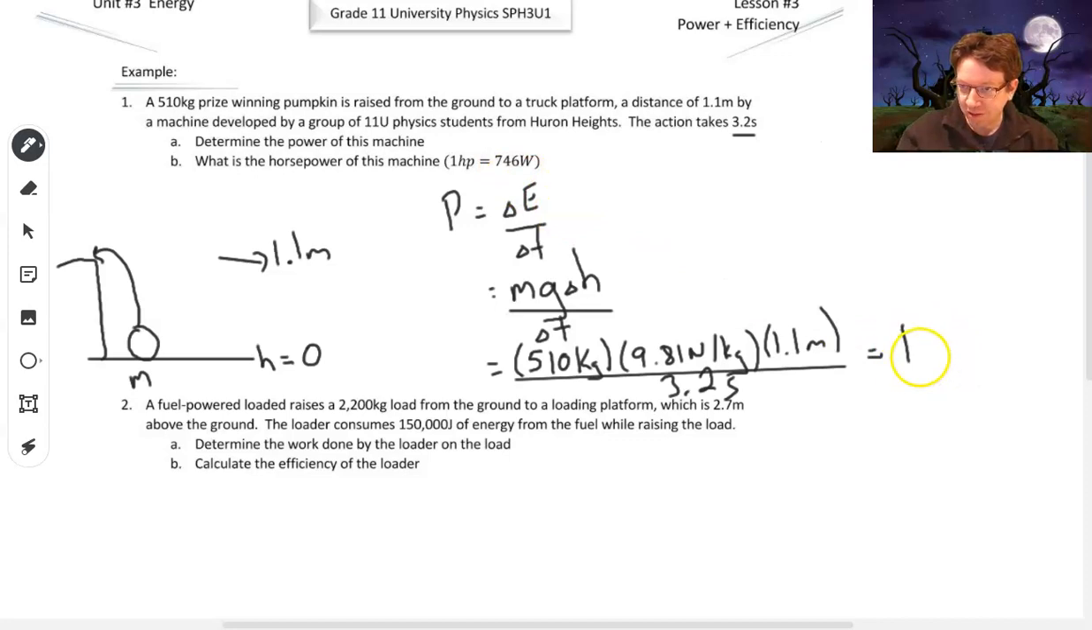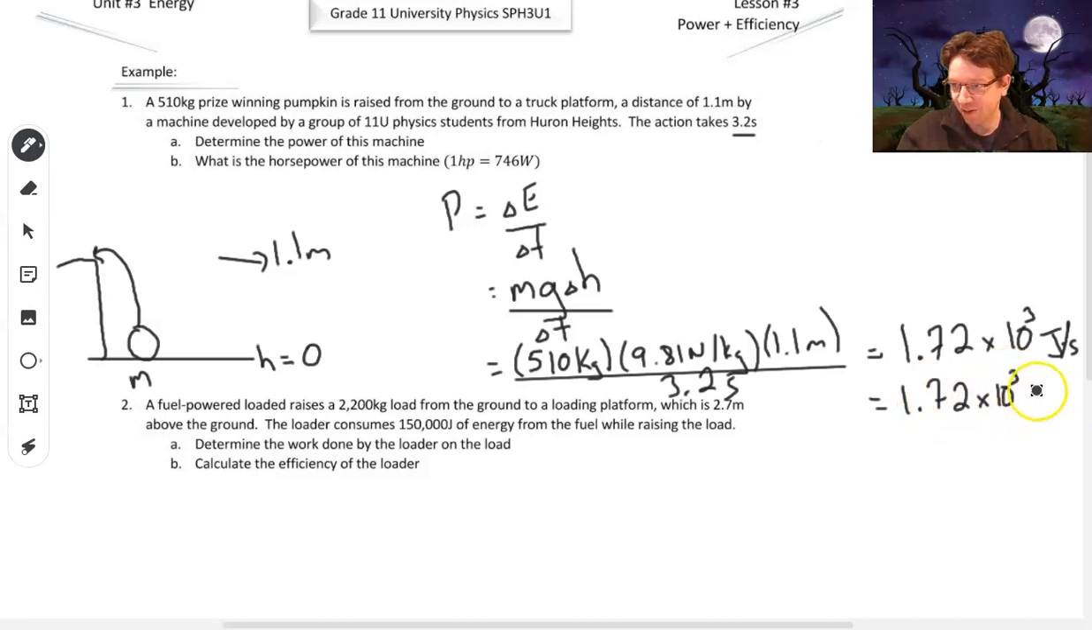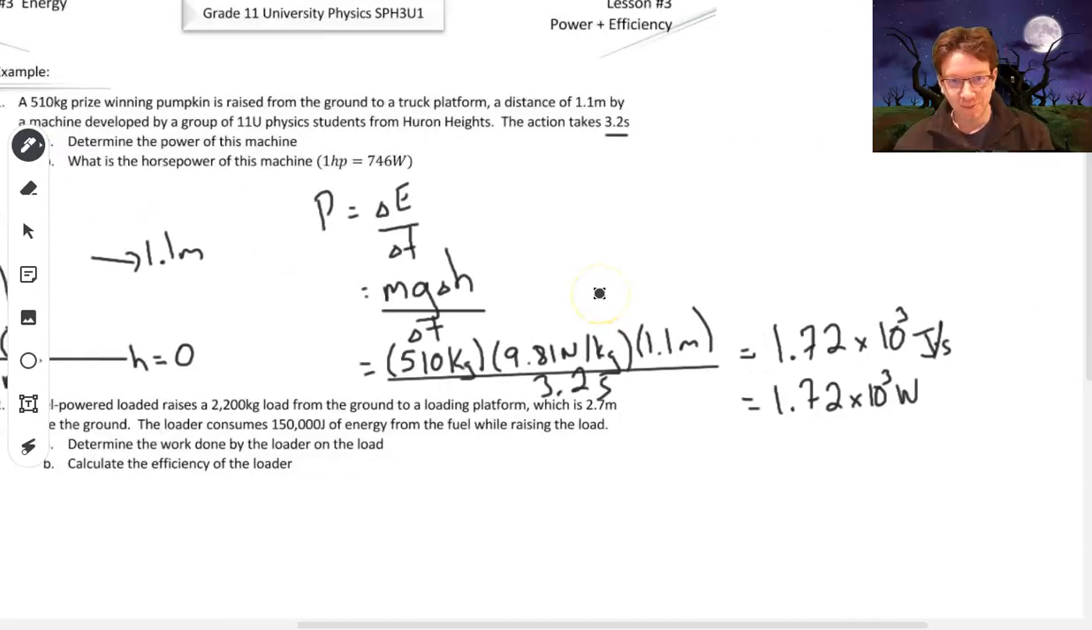So 1.72 times 10 to the 3 joules per, joules per second. And a joule per second we write as what? Yes, that's right. Watts. Sorry, another bad joke. Now, part B says, what is the horsepower of this machine?